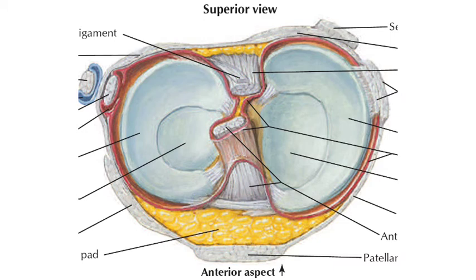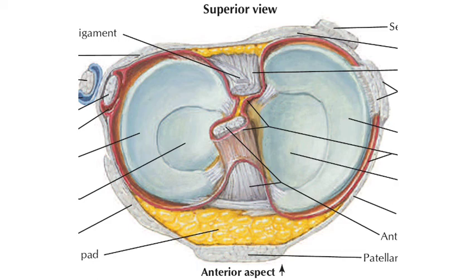Next one is the menisco-femoral ligament. It also has two parts, an anterior portion which is over here, and a posterior portion which is shown in this region. So the menisco-femoral ligament is the structure which attaches the posterior horn. This is the posterior horn of the lateral meniscus. So this ligament attaches the posterior horn of the lateral meniscus to the medial condyle of femur.